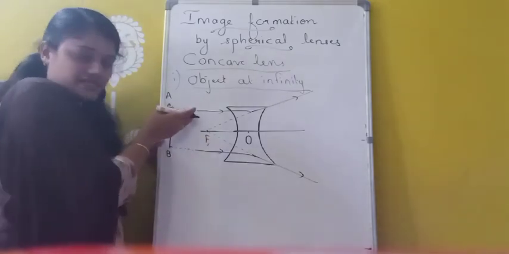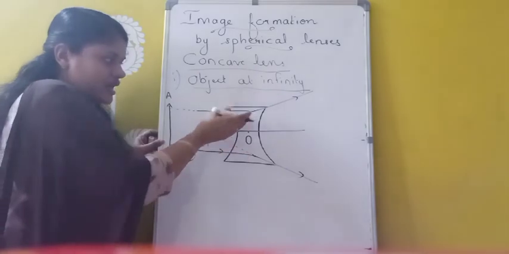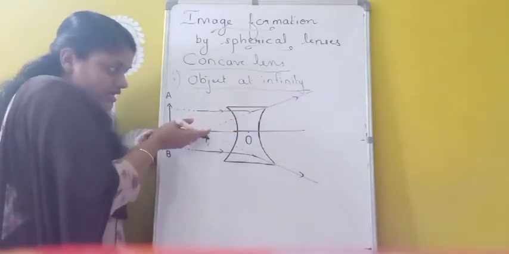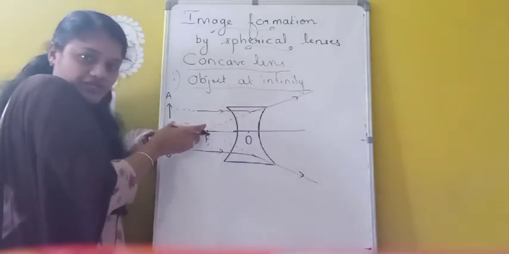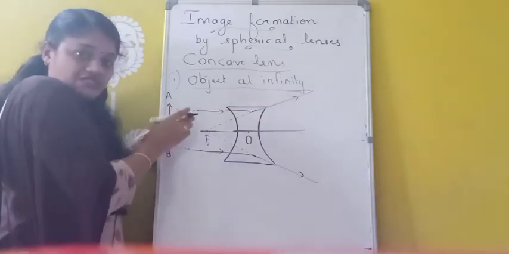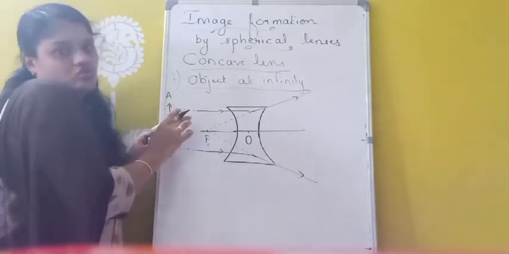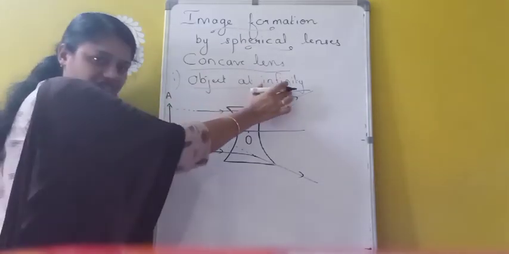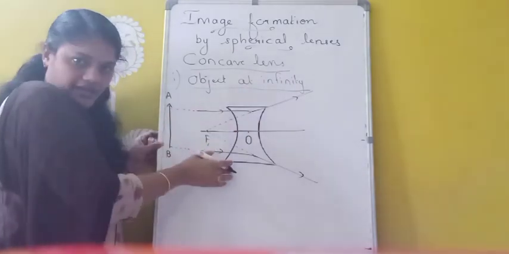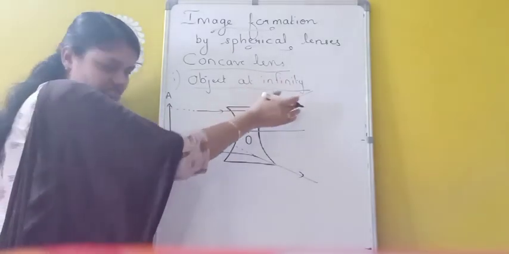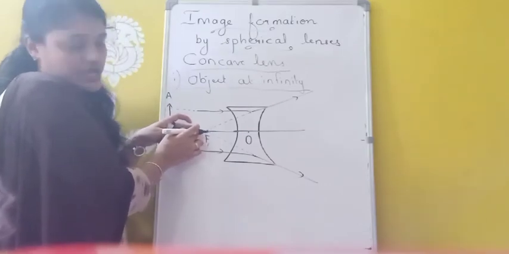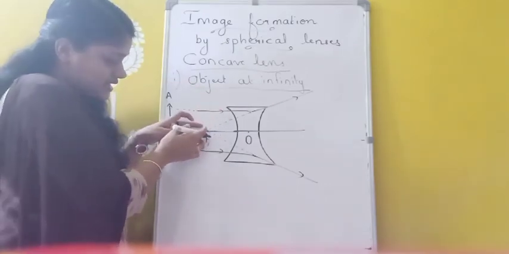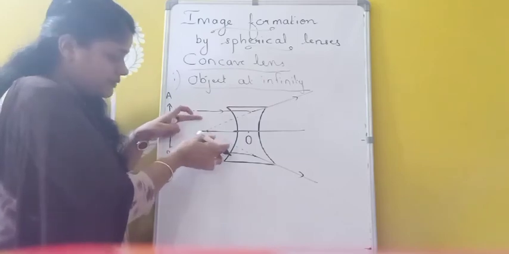That means the light rays coming parallel to the principal axis, after refraction, appear to diverge from a point on the principal axis. That means the light rays appear to meet at which point? At focus. So that means we are getting the image at which point? At focus. Okay. So when the object is at infinity, the light rays are coming parallel, and after refraction they appear to diverge from the principal focus. That means the image we are getting at which point? At focus. But it is not a real image because these light rays are not actually meeting here. So they are appearing to meet at which point?